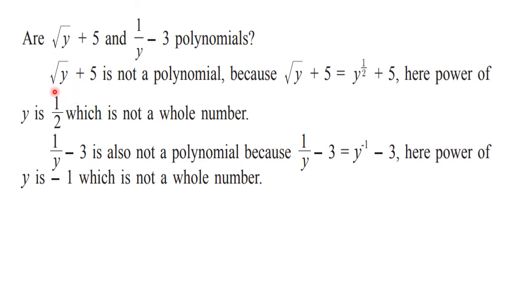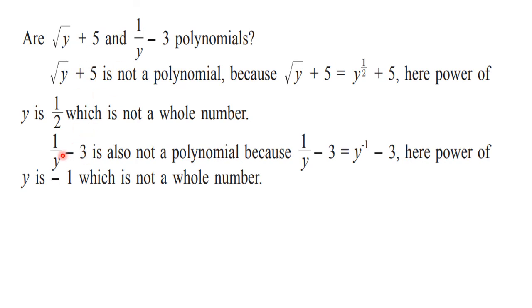See, this root y we can write as y raised to half, y raised to 1 upon 2. That means the power of the variable here is a fraction, it is not a whole number. So the power of the variable here is 1 upon 2, which is not a whole number. That is why this is not a polynomial.